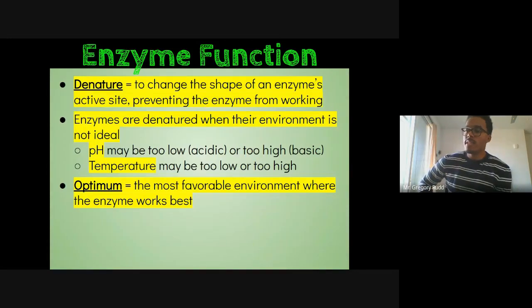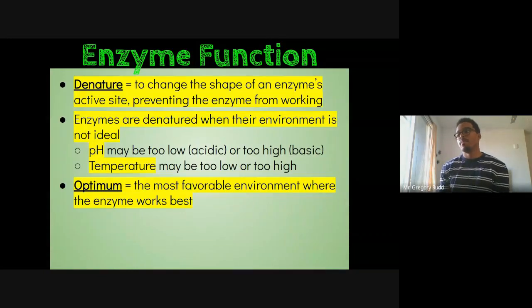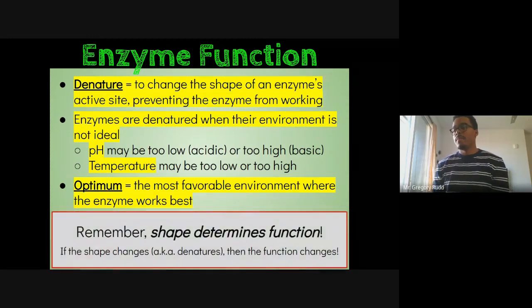So again, we want to focus in this class specifically on pH and temperature as being the two conditions that we want to regulate for enzyme function. And again, a central theme in this course of biology: shape determines function. If the shape changes, then the function changes. When an enzyme is denatured, that means its shape has changed, so that ultimately is going to change its function.